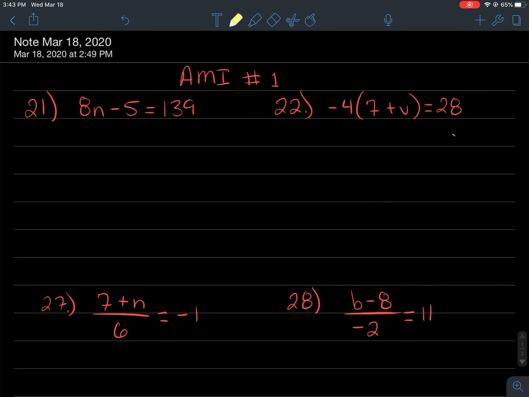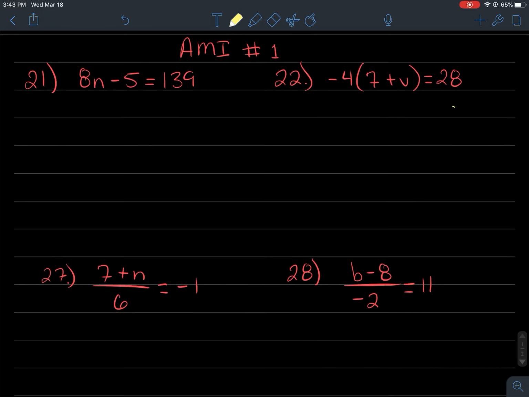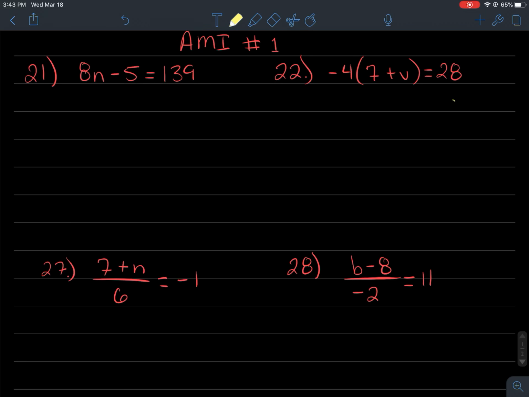Okay, so what we're going to do is I'm going to help you guys figure out how to do AMI day number 1. Some of y'all haven't turned it in yet, so I'm going to help you with 21, 22, 27, 28. You may hear my dogs in the background. Just try to ignore it.